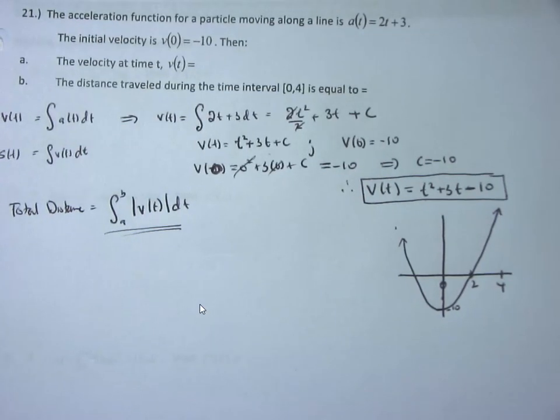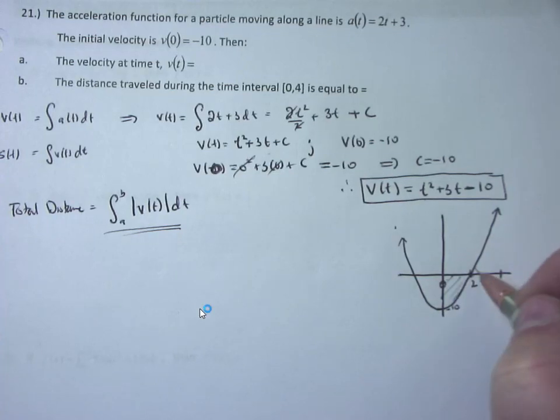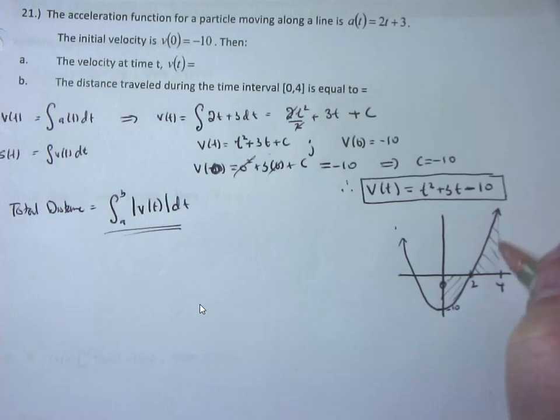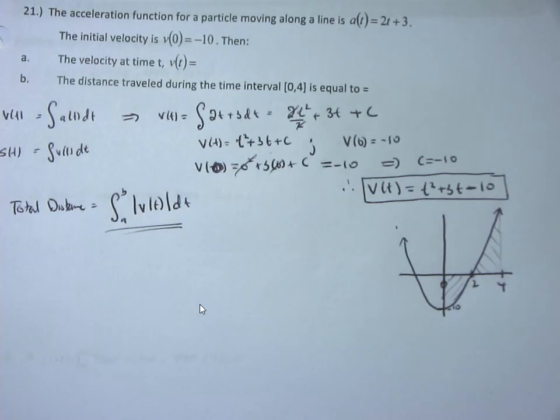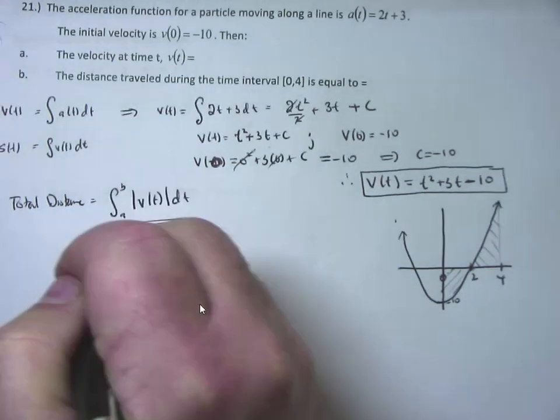Now, when you look at this thing, very important. Between 0 and 2, the area is negative, and between 2 and 4, the area is positive. But for that distance, we don't want the negatives to cancel with the positives. So this is telling me what I need to break up my integral over.